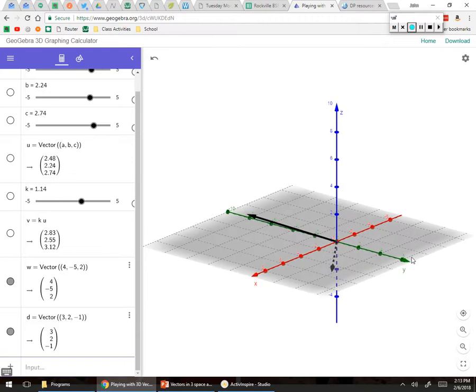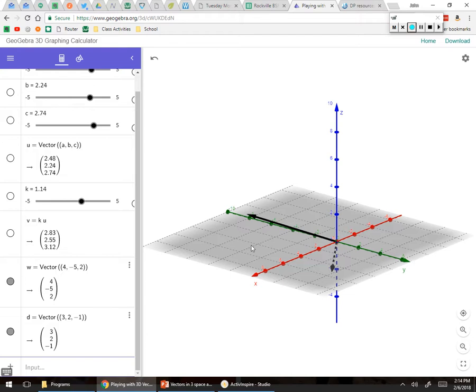Anyway, you get the idea. You can do this yourself, by the way, now or tonight or whatever. Just even in your browser on your phone, you just go to geogebra.org/3D. You can download the app, or you can just do it in the browser. It works great in the browser. I'm just using my browser right now.